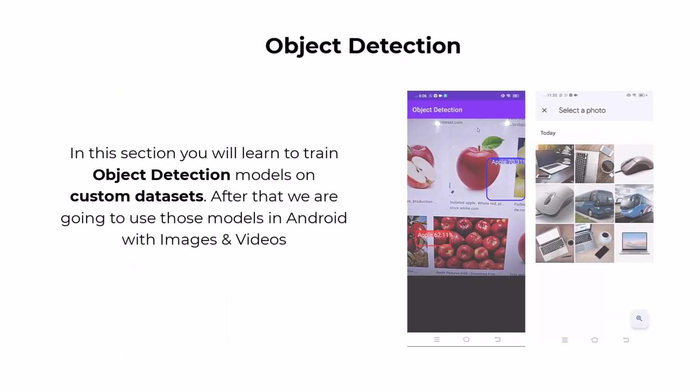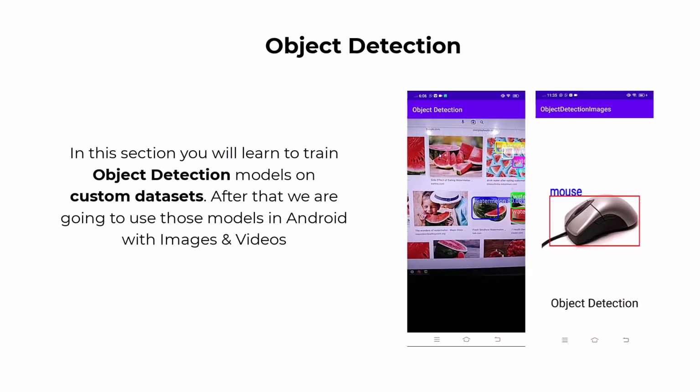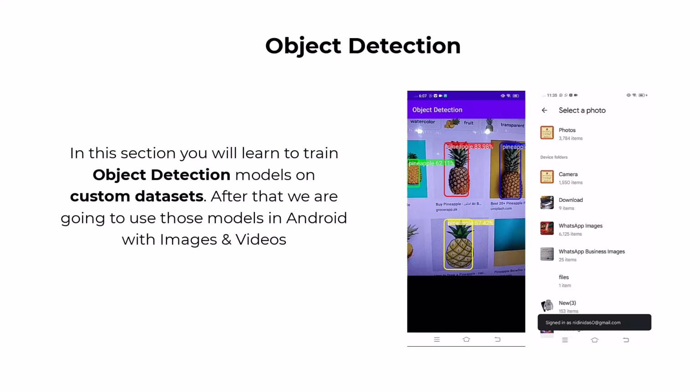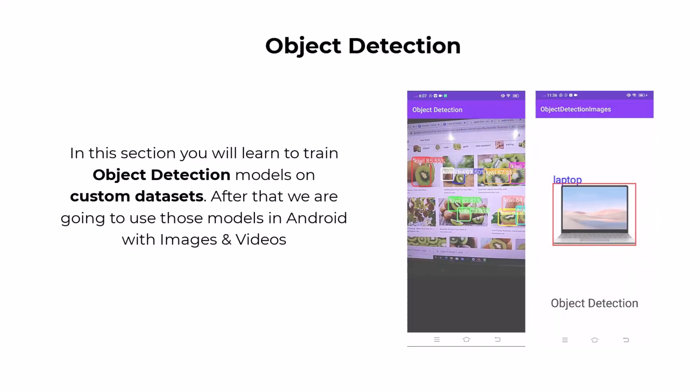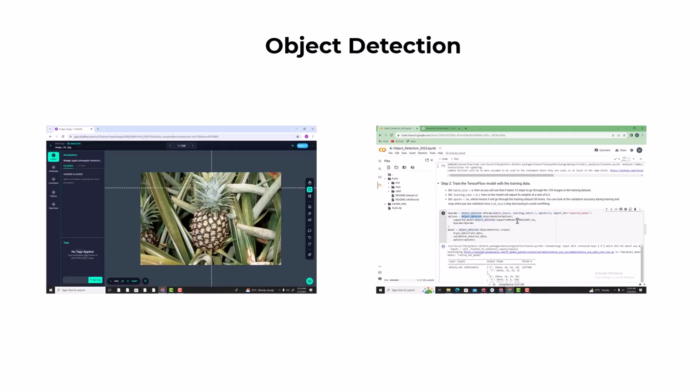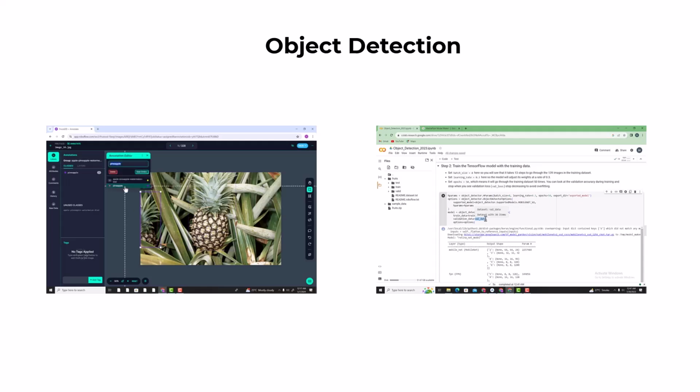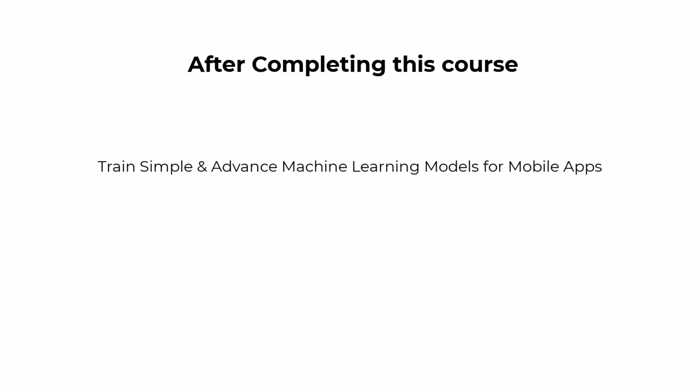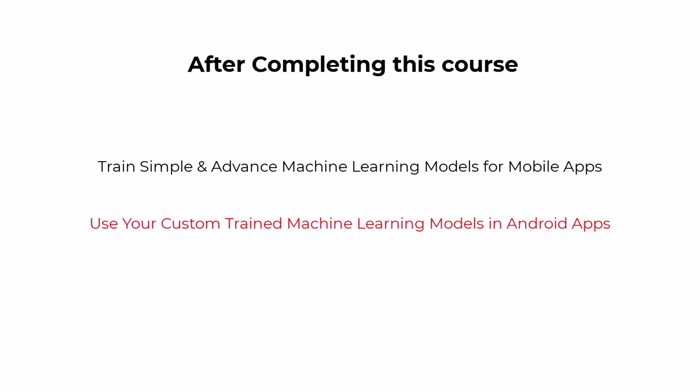And after image classification, you will learn to train your custom object detection models and use them in Android with both images and videos. And while training object detection models, you will learn the important techniques to collect and annotate datasets for training object detection models. So after completing this course, you will be able to train simple and advanced machine learning models for Android. And you will be able to use these models inside Android applications. Apart from that, you will be able to use existing machine learning models inside your mobile applications.